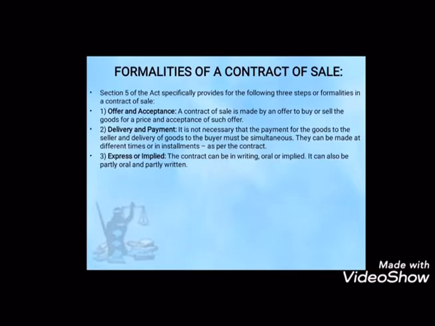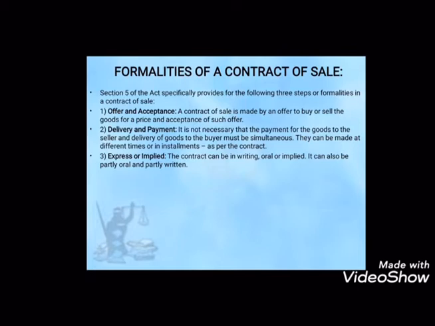Contract of sale. Section 5 of this act provides the following 3 steps or formalities in a contract of sale. First is the offer and acceptance. A contract of sale is made only when there is an offer to buy or sell the goods for a price and acceptance of such offer. That is, a seller agrees to sell the goods for the price to the buyer and there is the acceptance of such offer from the buyer to the seller.